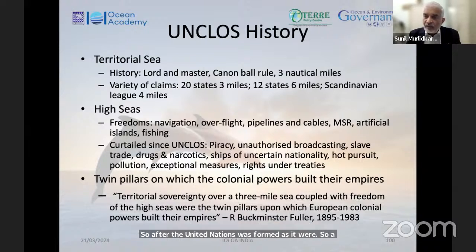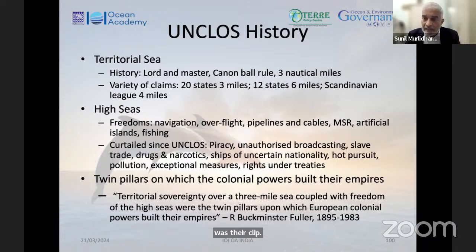And then there were the Latin American states who used to have what they called patrimonial sea, sea belonging to their fathers. And that was 200 nautical miles. So that was their claim. There was a great variety of claims of what you call territorial sea. But the most important thing to remember is that the 3 mile territorial sea was accepted by the biggest maritime states.